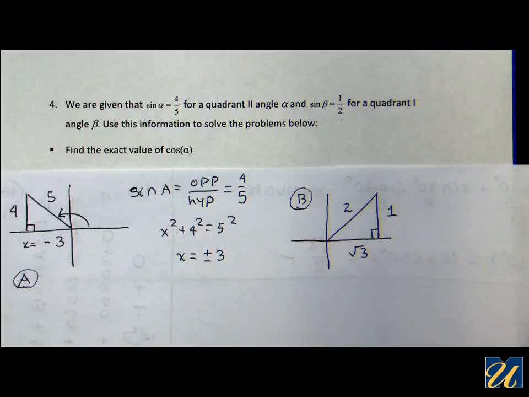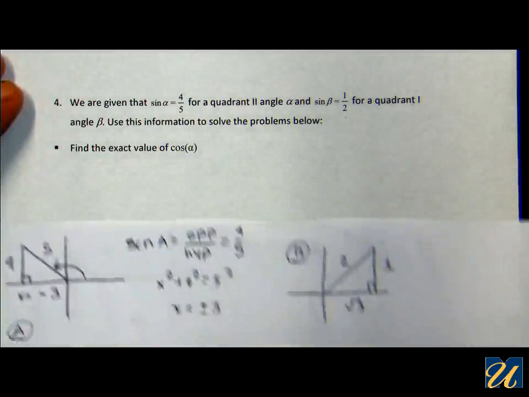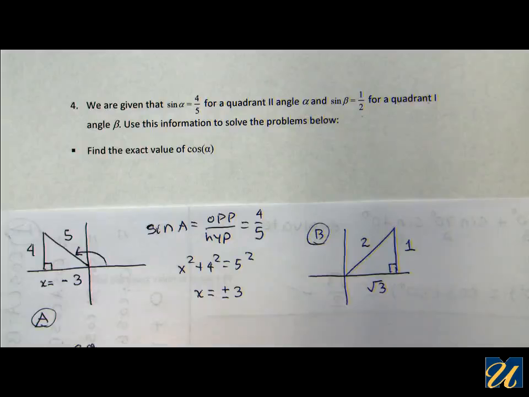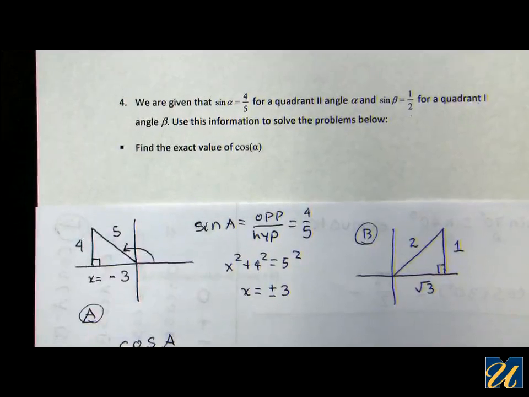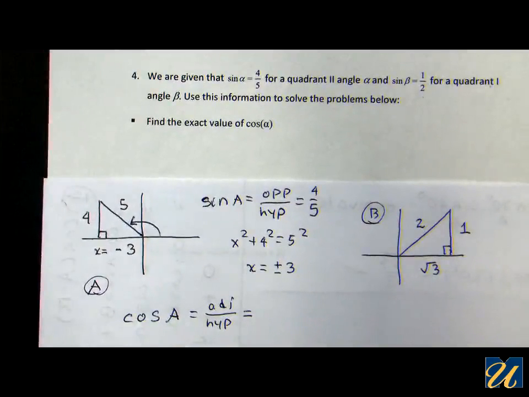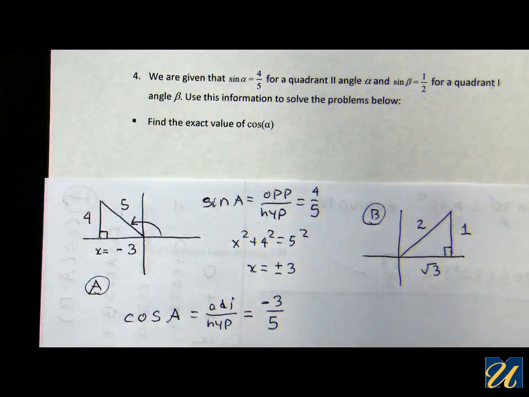Okay, now what is it that we want? We want the exact value of, well, we have a number of things here to do. So first up, find the exact value of cosine A. Okay, so find cosine of A. Okay, that's this picture over here. This is for angle A. Cosine, we know, is adjacent divided by hypotenuse. And we have all that information provided right in the picture. The adjacent's negative 3, and the hypotenuse is 5. So negative 3/5 will be cosine of A.